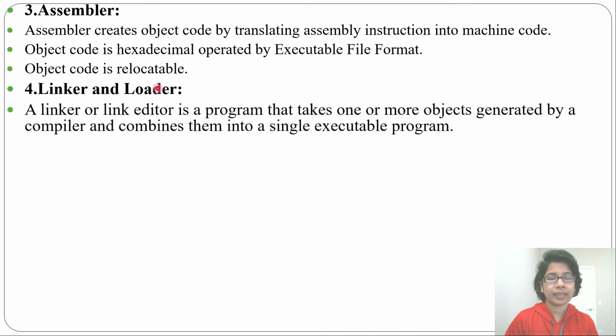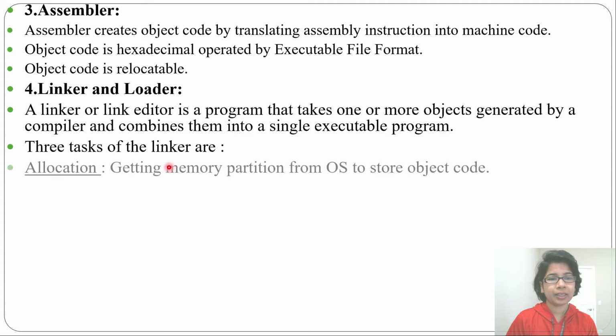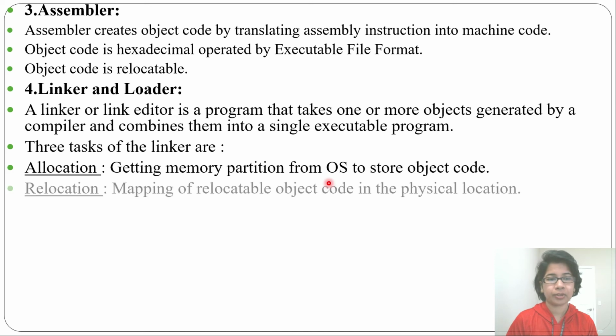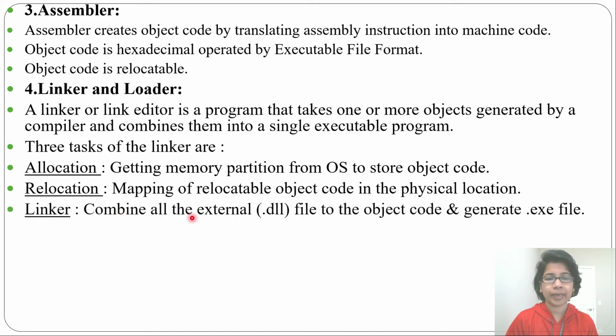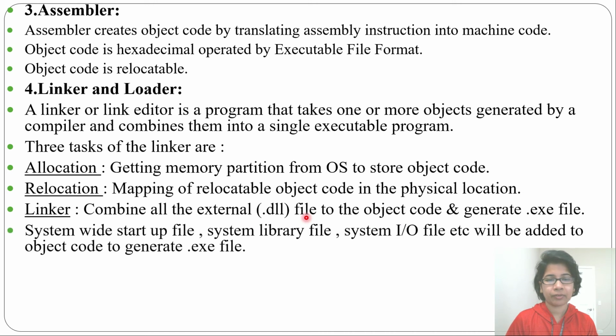Next is linker and loader. A linker or link editor is a program that takes one or more objects generated by the compiler and combines them into a single executable program. So three tasks of linker are: first is allocation, getting memory partition from OS to store the object code. Next is relocation, mapping of relocatable object code to the physical location. Then linking, combining all external, or you can say .dll files, to the object code.